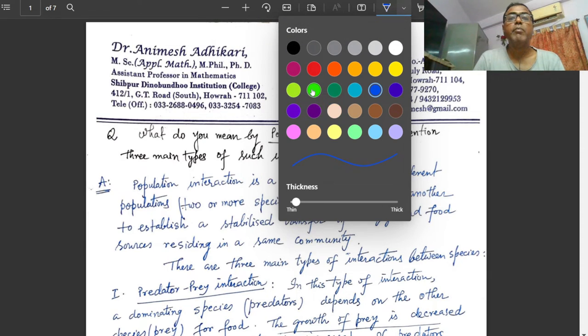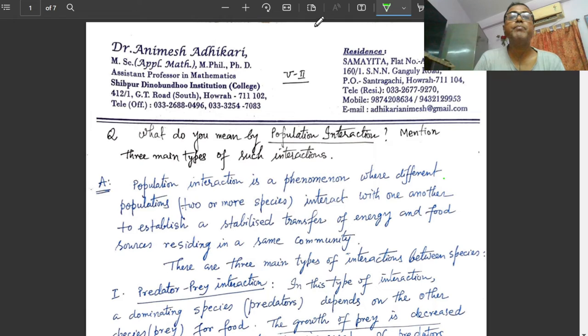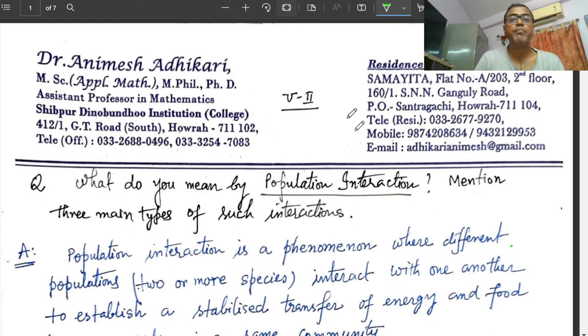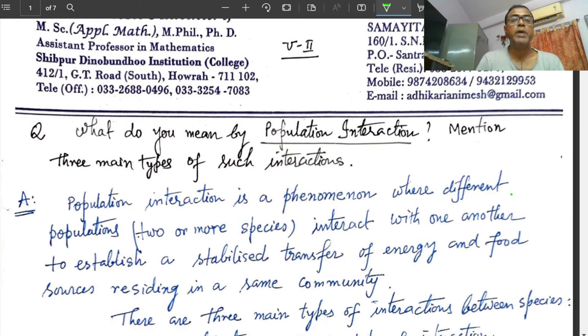What is population interaction? What do you mean by population interaction? Mention three main types of such interaction.